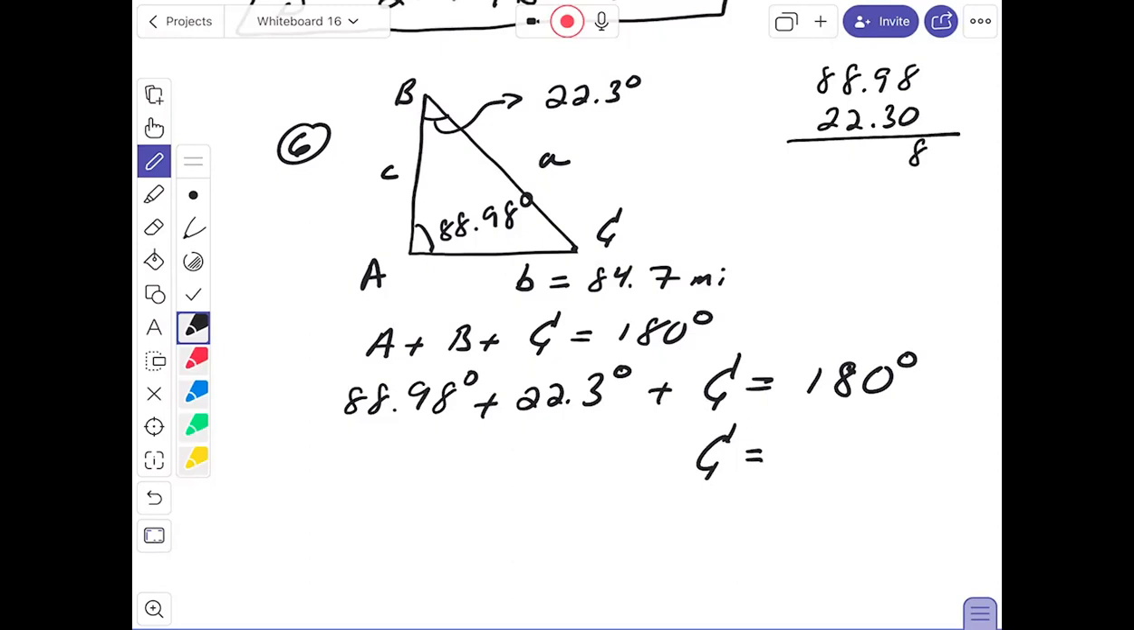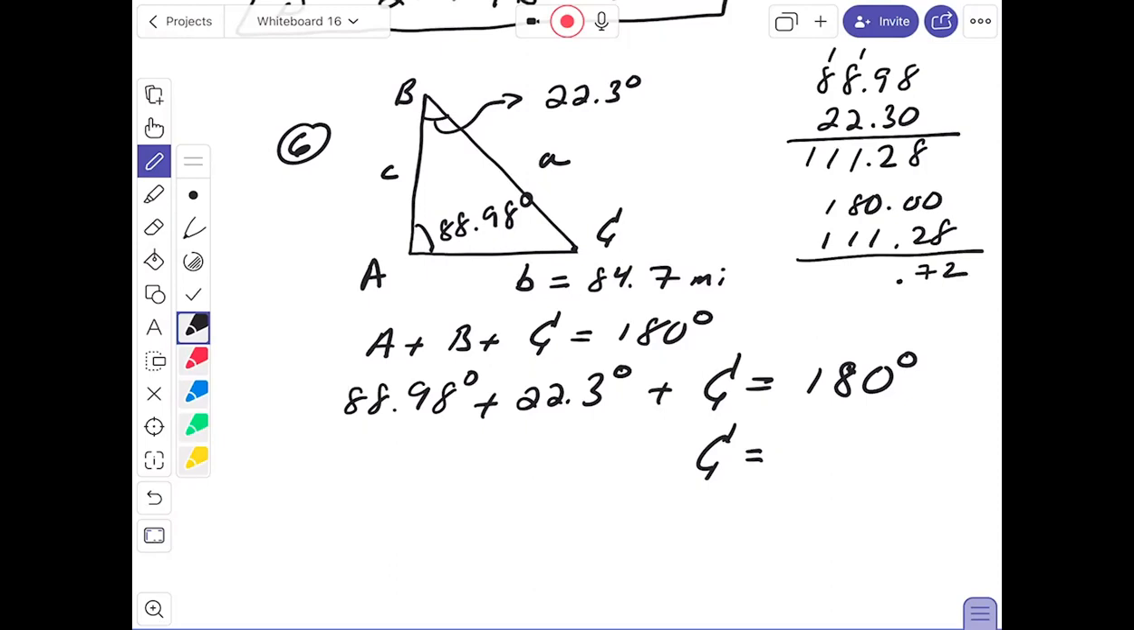Let's see, 9 and 3 is going to be 12, right? That's 9, 10, 11, 8, 9, 11. Whoa. And then I've got to do 180 minus 111.28. So I think I might be able to do it in my head. That'll be 72, right?